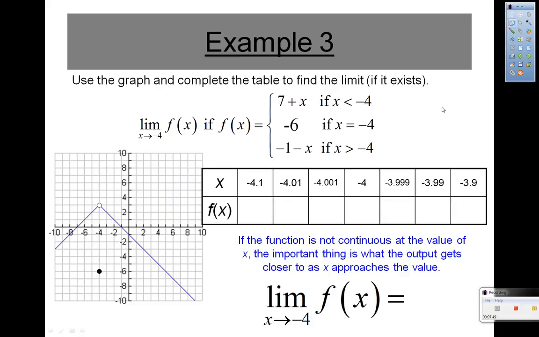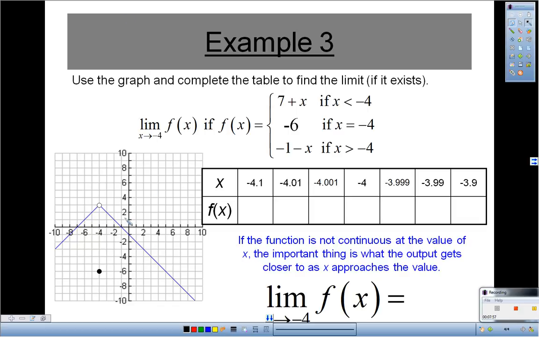For example 3, it says use the graph and complete the table to find the limit if it exists. Now, again, I've given you the graph of this situation. This is what we call a piecewise function. The reason is because it's broken up into 3 pieces. It wants you to find the limit as x approaches -4 for the function, and here's the 3 pieces. You use 7 plus x when x is less than -4. You use -6 when x is -4, and you use -1 minus x when x is greater than -4. And this is a representation of that function.